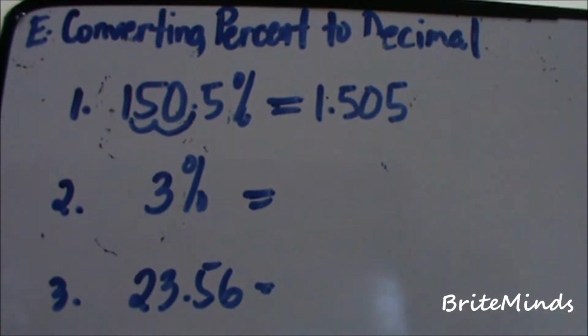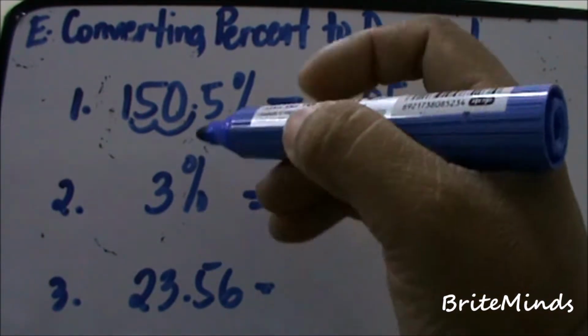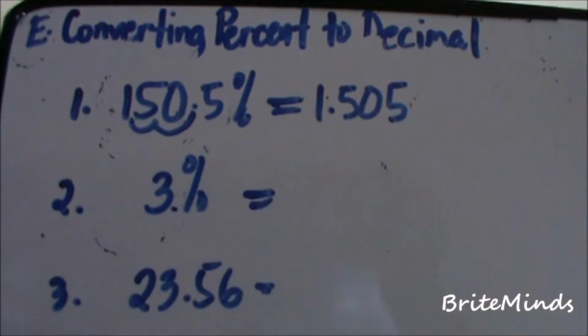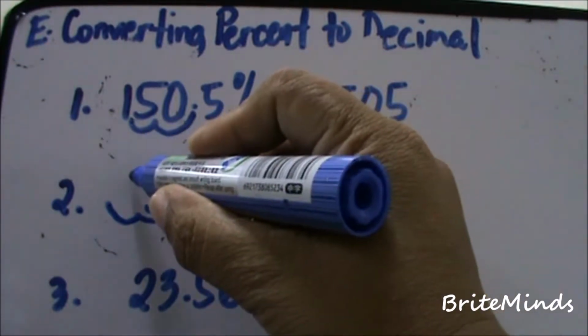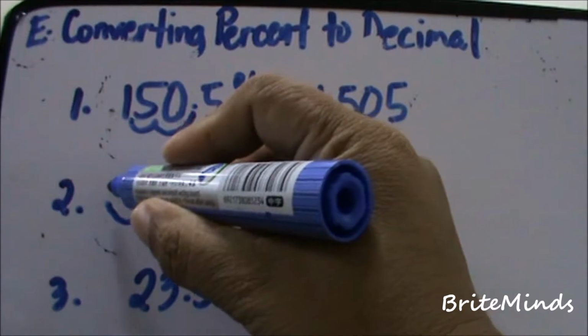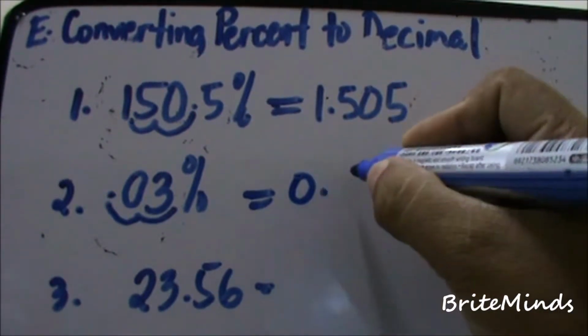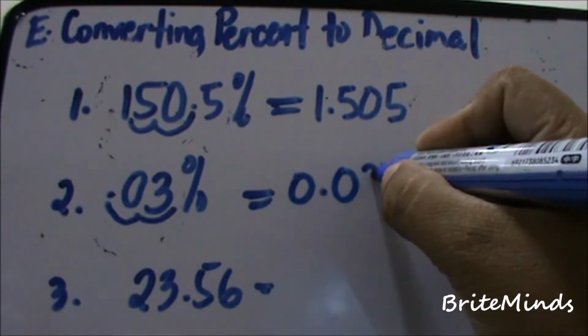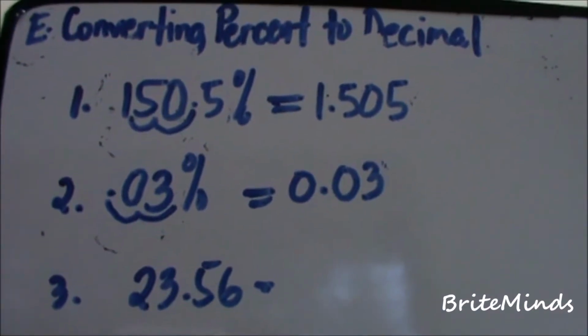And then another example, we have here 3%. Okay, so this is a whole number. So we know that if it is a whole number, the point will be here. Okay, then move 2 places to the left. Okay, so 1 and 2. So we can add another 0 here. Okay, so 3% in decimal form will be 0.03.